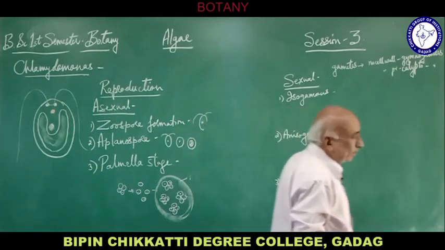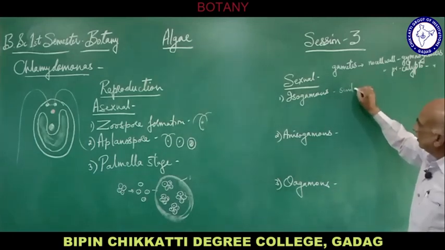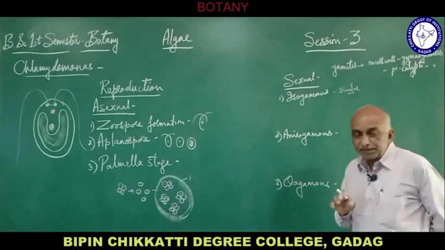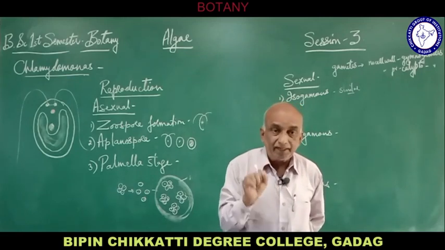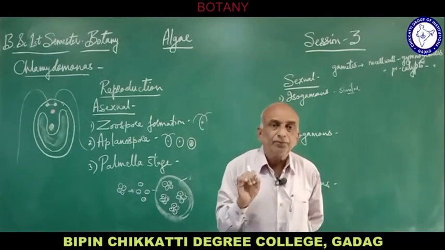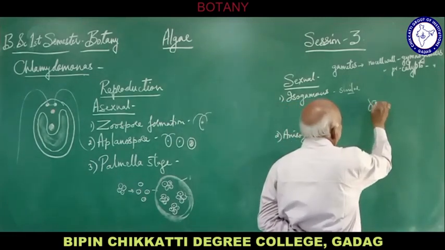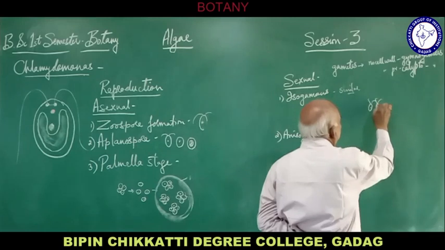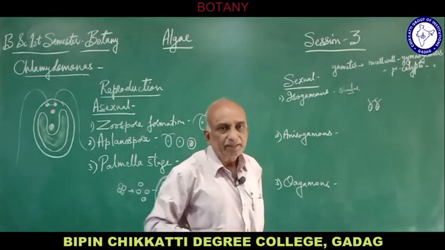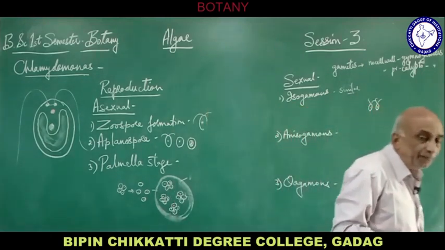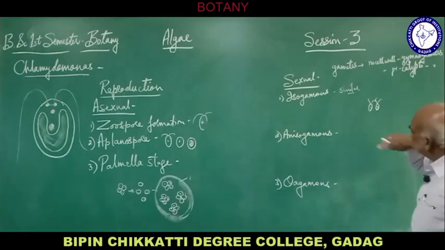Here the gametes are the same, the gametes are similar: isogamous. Here the gametes are not similar. That means in isogamous, what happens? When we observe the gametes, we cannot identify whether it is a male gamete or a female gamete. Suppose this is a male gamete and this is a female gamete. Both gametes appear morphologically similar. There is no differentiation, we cannot differentiate between the male and the female gamete.